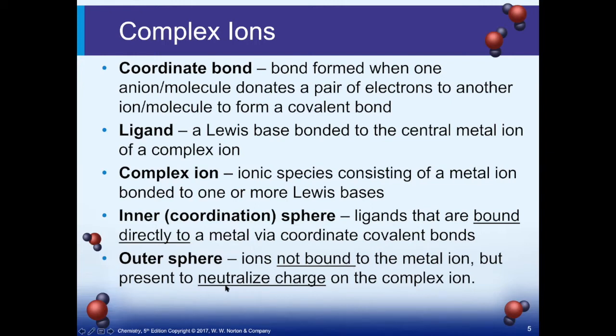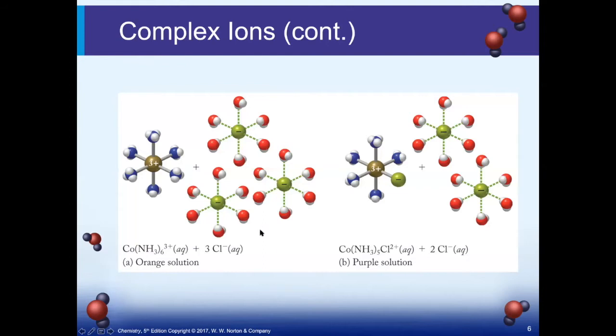They're mandatory. They have to be there because anytime you have a positive charge, you have to have a negative charge to balance it out. So that's what those outer sphere ions do. They neutralize that charge in the complex ion. So in your handout, you have this picture, and it just illustrates a lot of the things we just defined. So for example, these little gray sticks here, those are your coordinate bonds. Okay, those are your coordinate bonds.